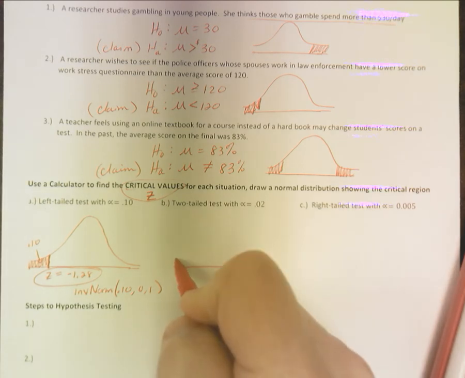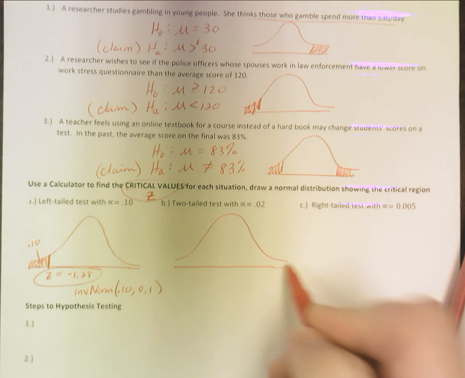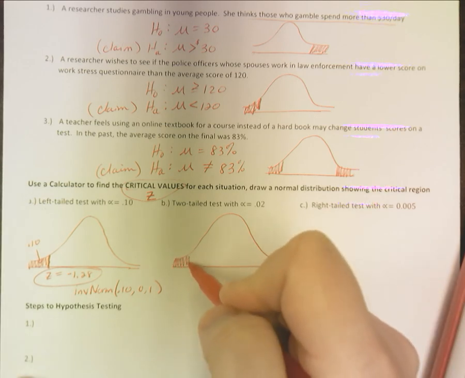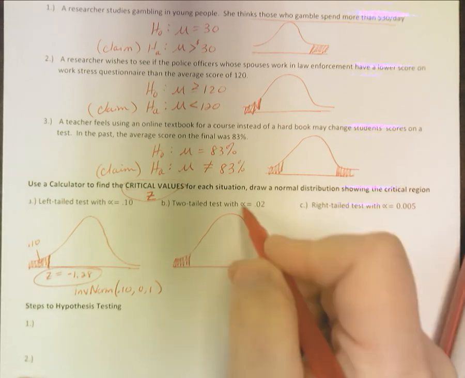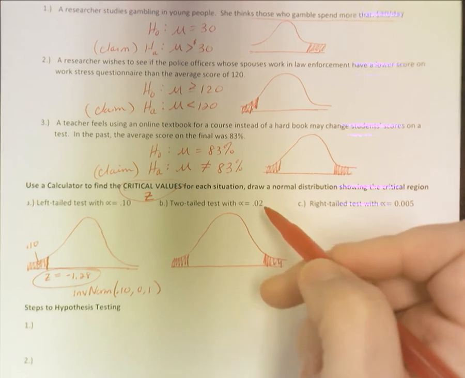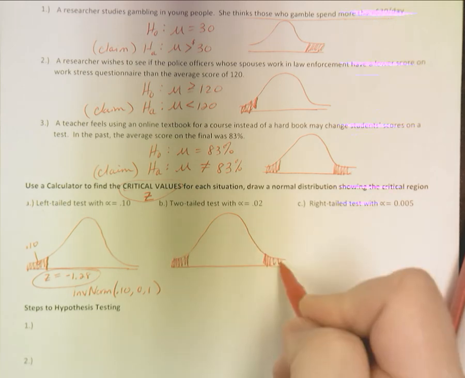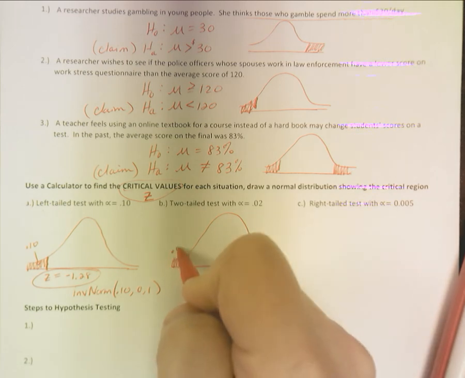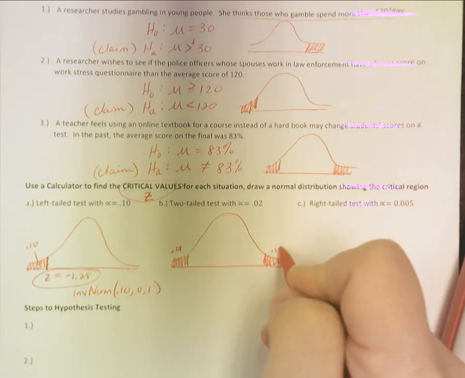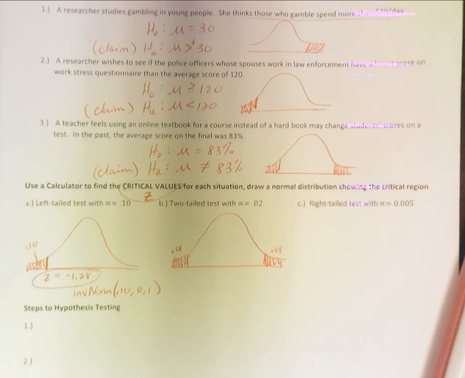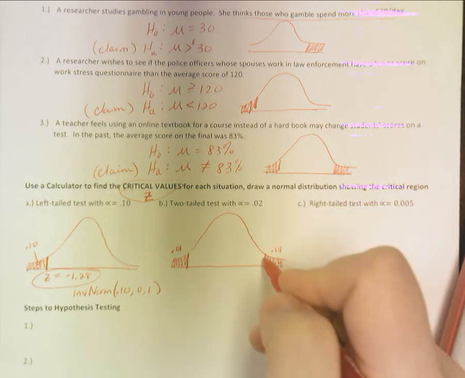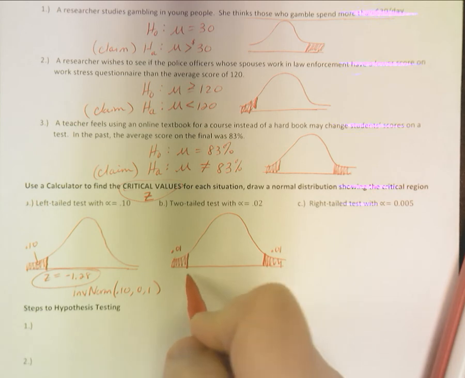Let's do a two-tailed test. Two-tailed is always different. Two-tailed meaning with an alpha of 0.02. Does that mean this is 0.02 and this is 0.02? No. That means together they're 0.02. That means this is 0.01 and this is 0.01. Okay? So I need to find the Z values here. Well, you really just have to find one.